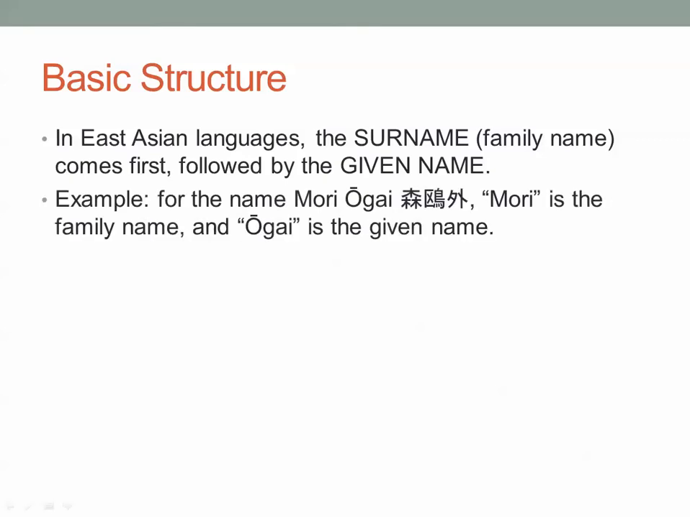So for example, the name Mori Ogai, in that name Mori is the family name and Ogai is the given name. Truth is, that's a pen name that he chose himself. But let's treat it like the given name here. There are no middle names. Middle names seem really weird to the Japanese.